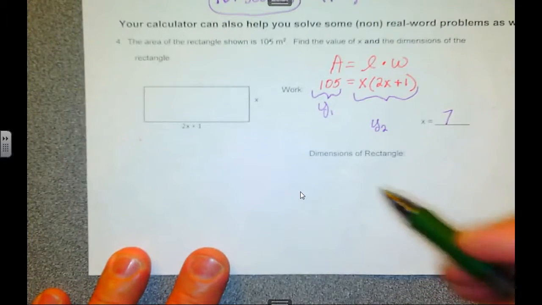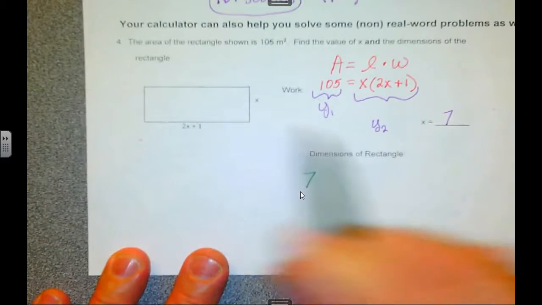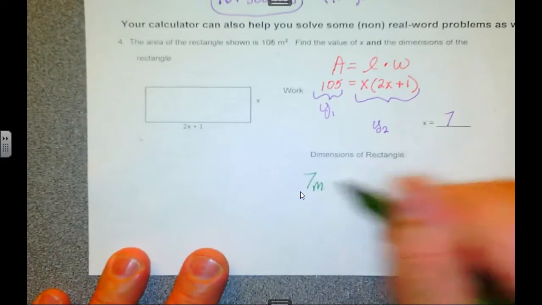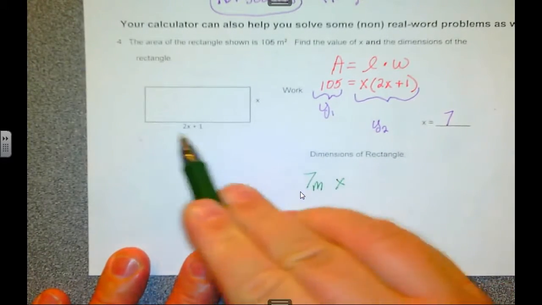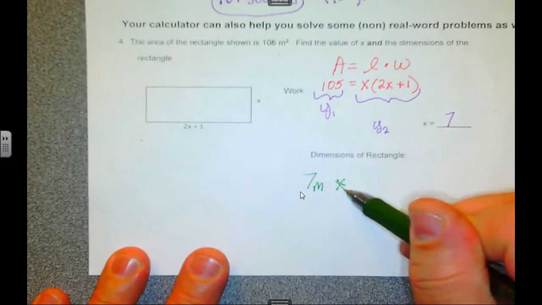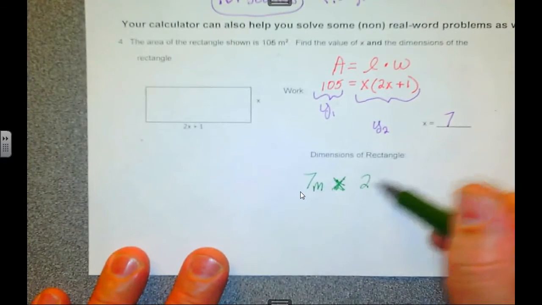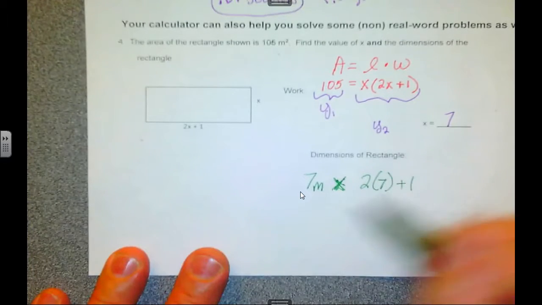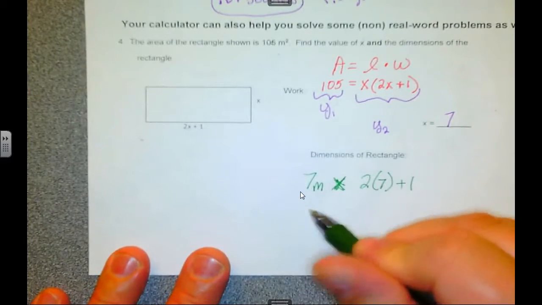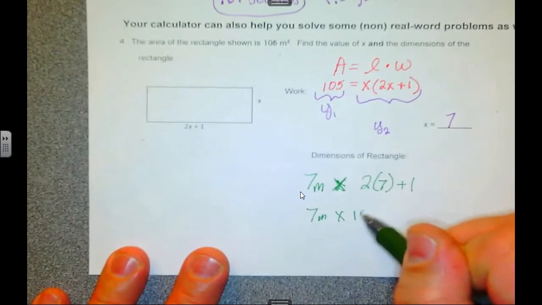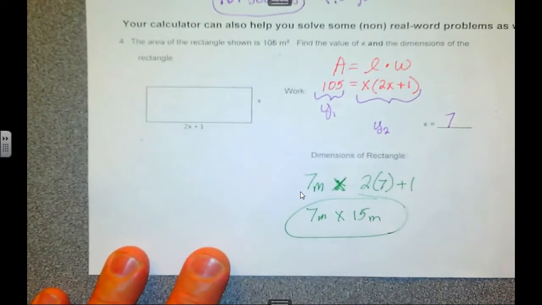All right, so the dimensions. Well, 7 meters, and it's going to be 2x plus 1, so it's 2 times 7 plus 1, which is 15. So it's 7 meters by 15 meters. Okay? You guys should be able to do the whole practice sheet now. It's pretty much what your quiz is going to look like, just one section.